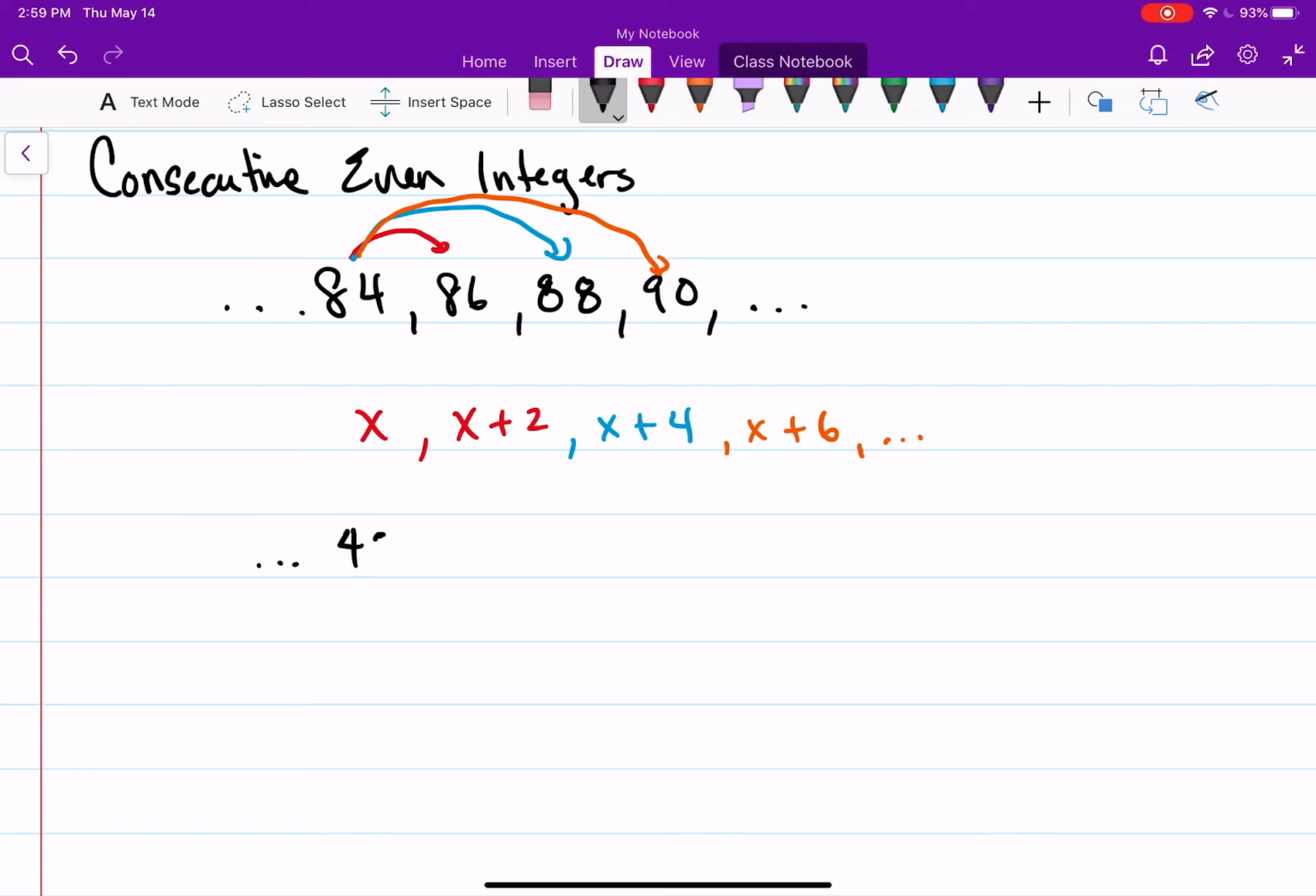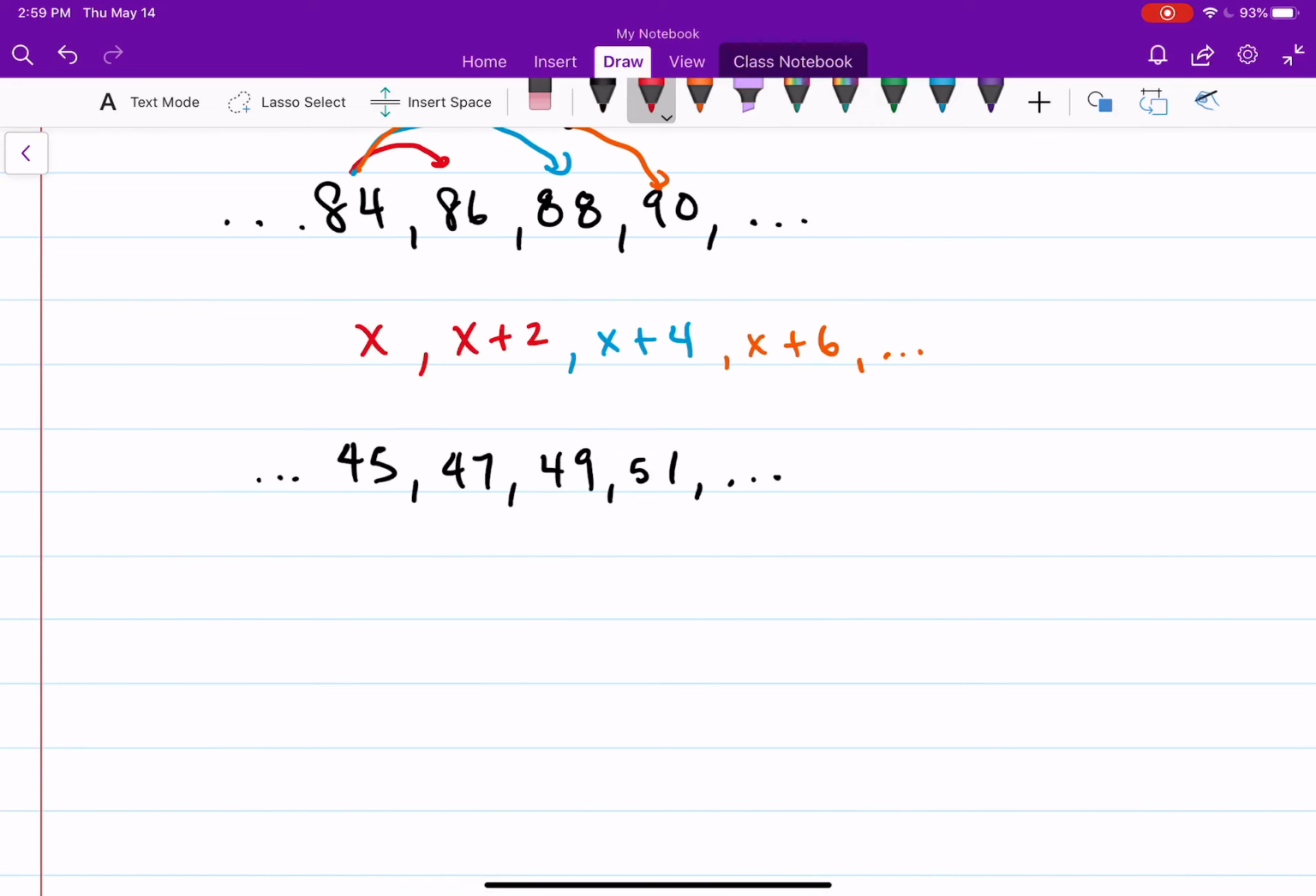45. What's after that? 47. 49. 51, right? So those are consecutive odd integers. So let's say that I don't know what the first one is. We call it x. This is where people make mistakes.